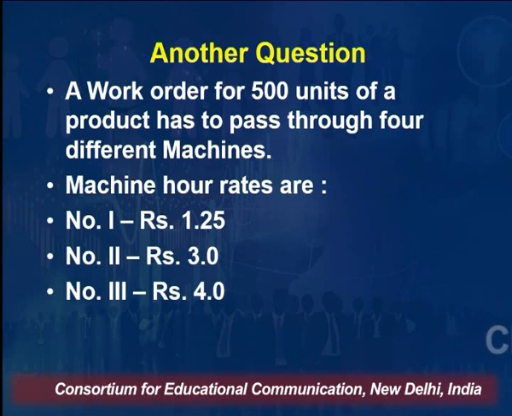The total size of that order is 500 units, and this product has to pass through 4 different machines. There are 4 machines on which this product is going to be processed, and for all 4 machines the machine hour rate is given.